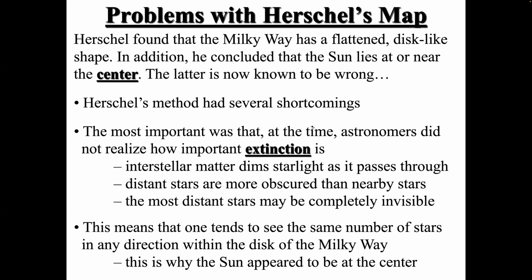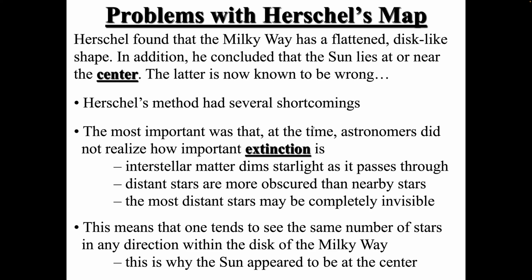Now, most of these distant stars may be invisible due to that reason, right? Maybe all the light may have been absorbed by the interstellar matter, right? So when Herschel made his map, he did not account for this factor. So that means one tends to see the same number of stars in any direction, because you don't see the stars that are far away, right?